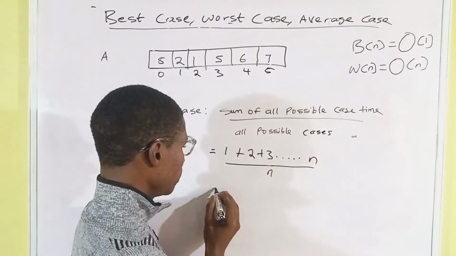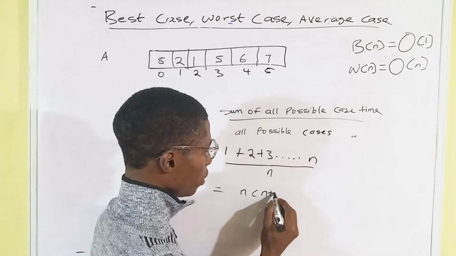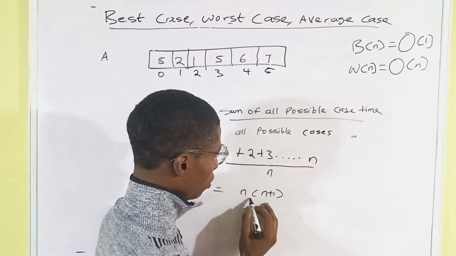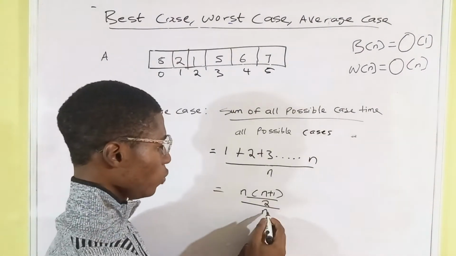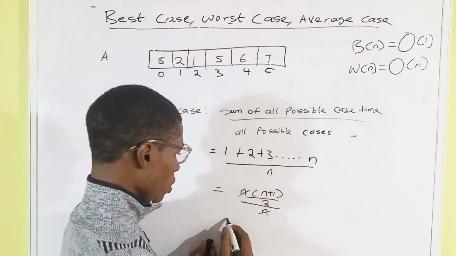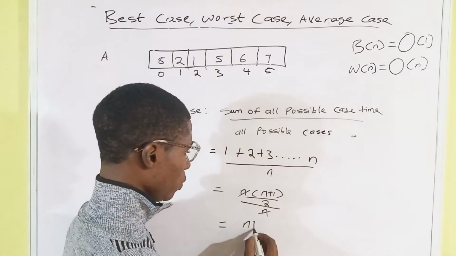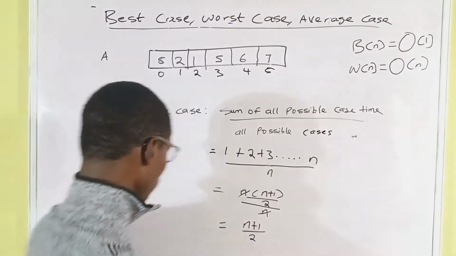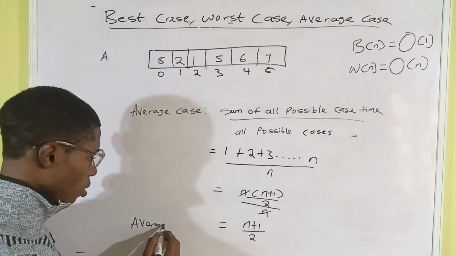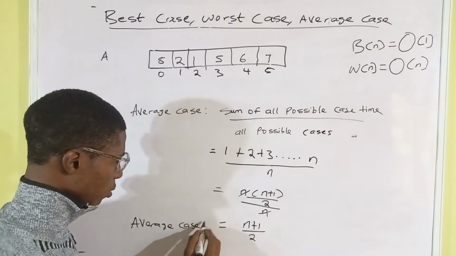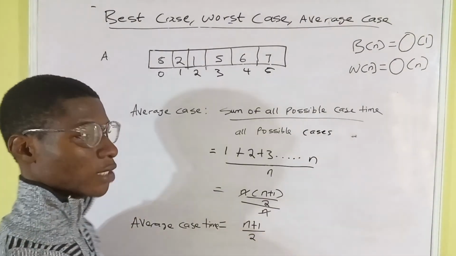I believe this is kind of simple, right? So mathematically, we can say this is equal to n into brackets, n plus 1 over 2 divided by n. This is mathematical, right? So if this goes here, we're going to have equal to n plus 1 over 2. So this is the average case time.